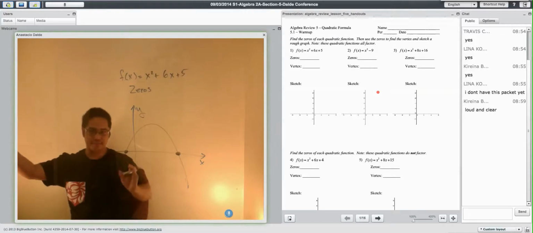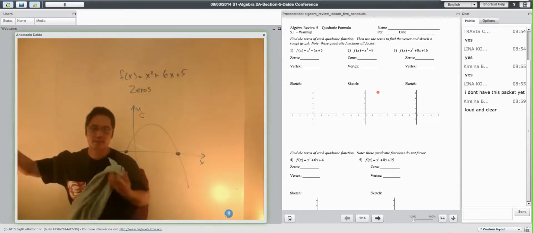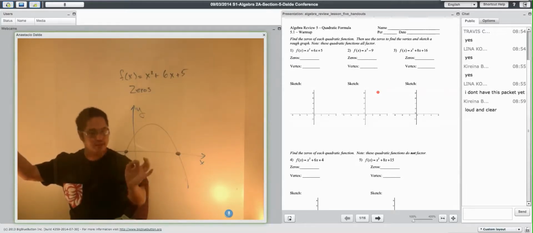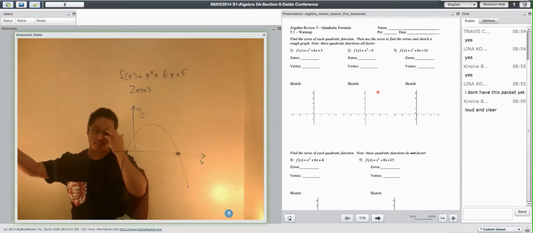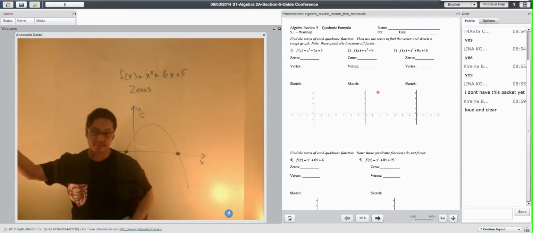Cool? All right. Now, another name for these zeros is the x-intercepts. This is where it intercepts with the x-axis. Now, here's my question to you. How do I find the x-intercepts? Do you know? What's a way to find the x-intercepts?